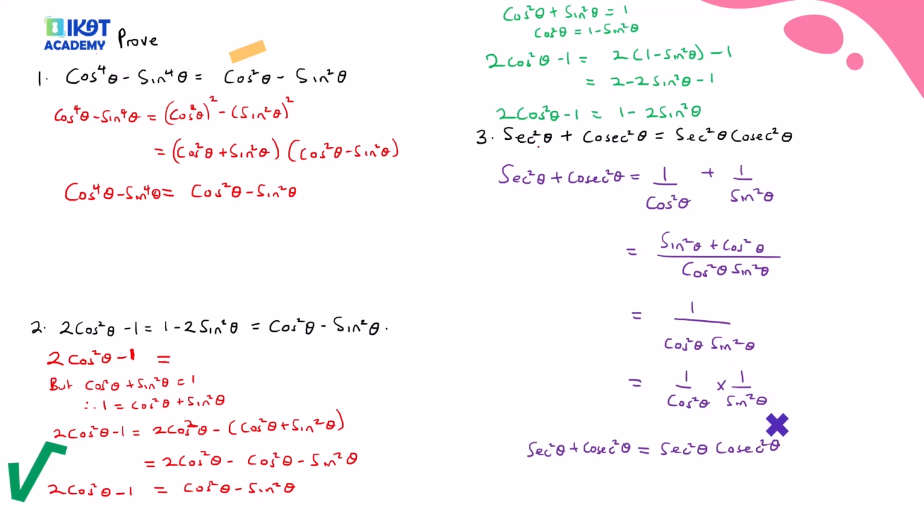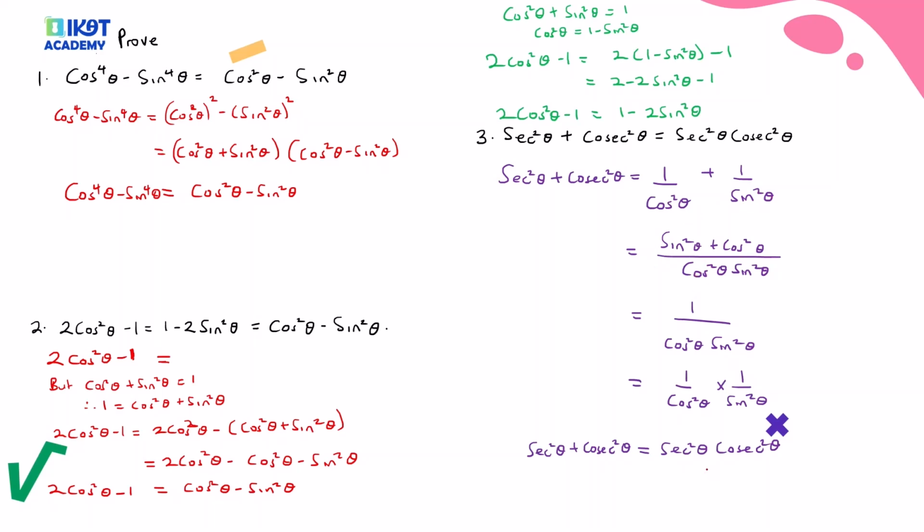Then here I have sec squared plus cosec squared equals this. So for this, I express this in the form of 1 over cos squared, this in the form of 1 over sine squared, and then from the LCM, that's how I came up with this.